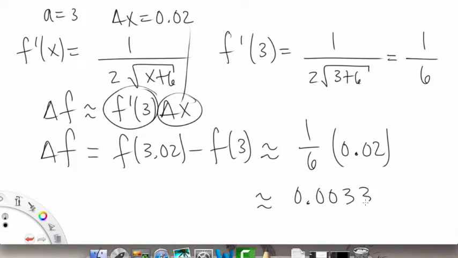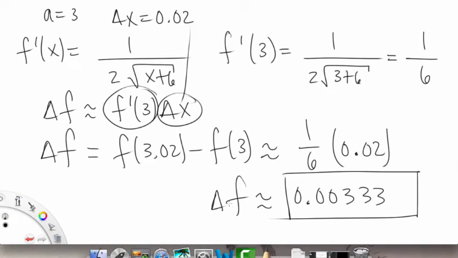0.00, and then we have 3's going on. Okay, so that's basically it. Our delta f, our change in the function value, is about 0.00333.